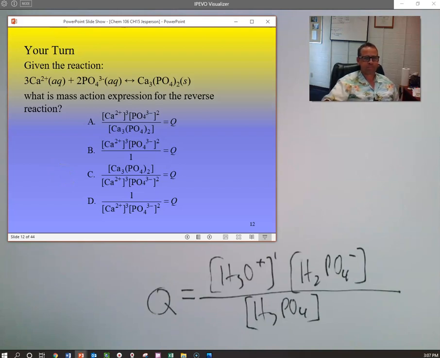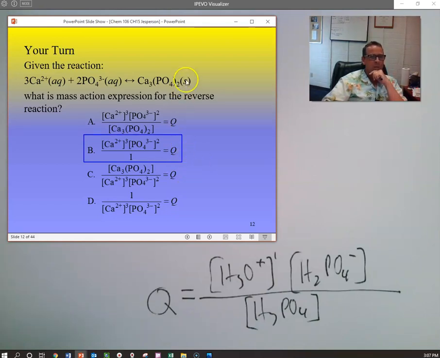I think it is B because... So it's product over reactant. Yeah, so it would be B because the reactant in this case is the Ca3PO4, and that is solid, so it would not affect the rate of the reaction.